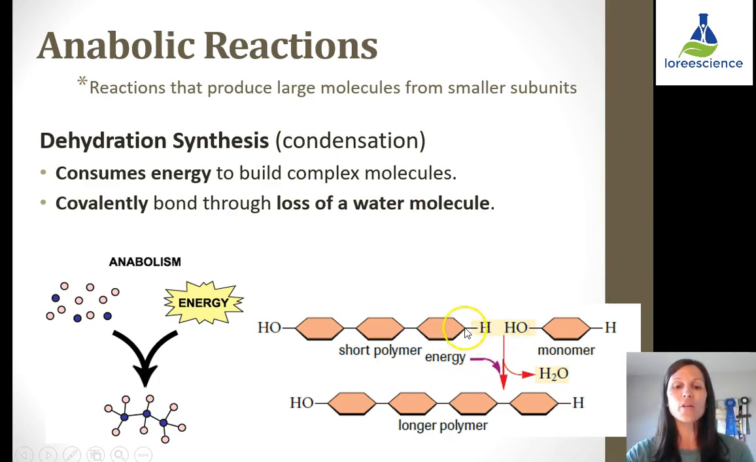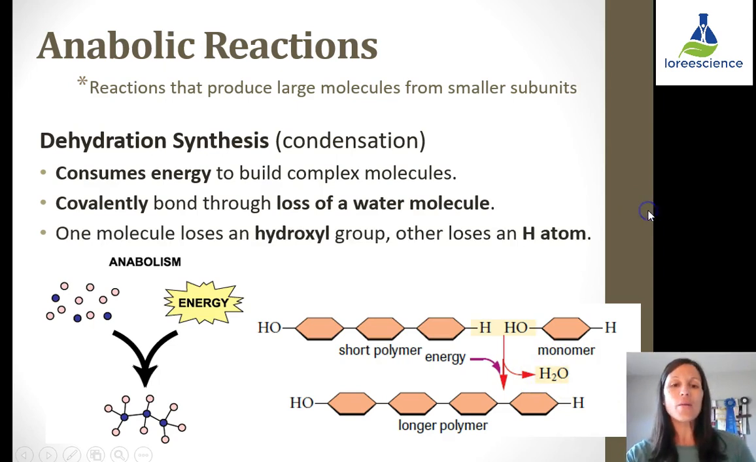So you can see down here, we have a short polymer joining with a monomer here, and you get a water molecule kicked out. How that happens is one of the two molecules that are joining is going to lose a hydroxyl group. The other loses the hydrogen. They were both bound to carbons. Those carbons will then form a covalent bond together.